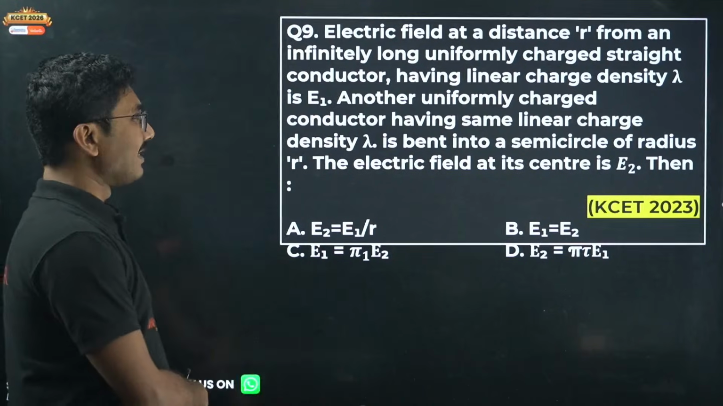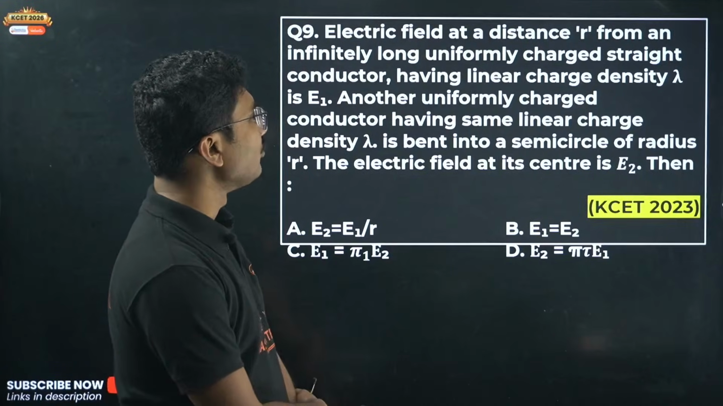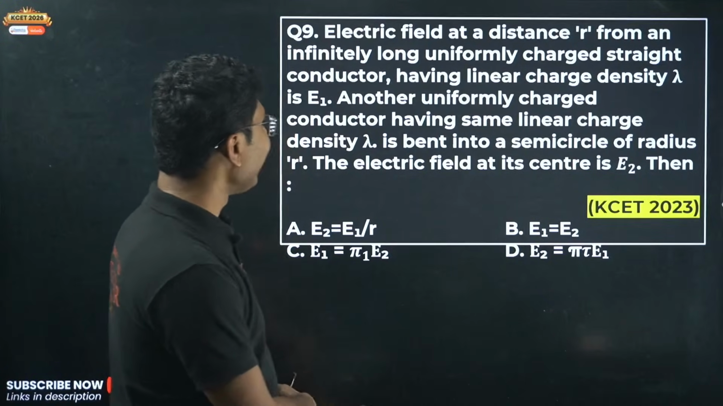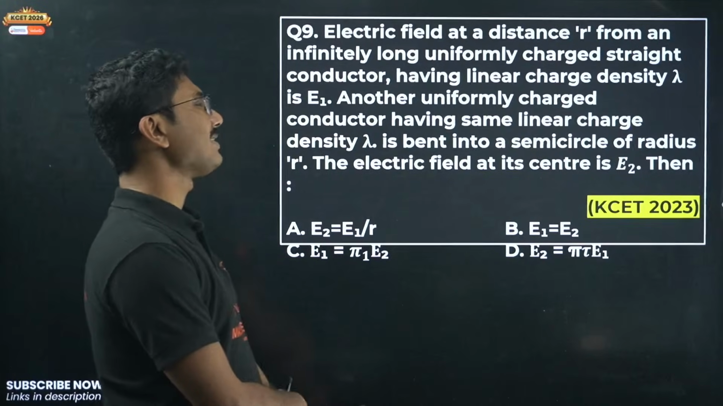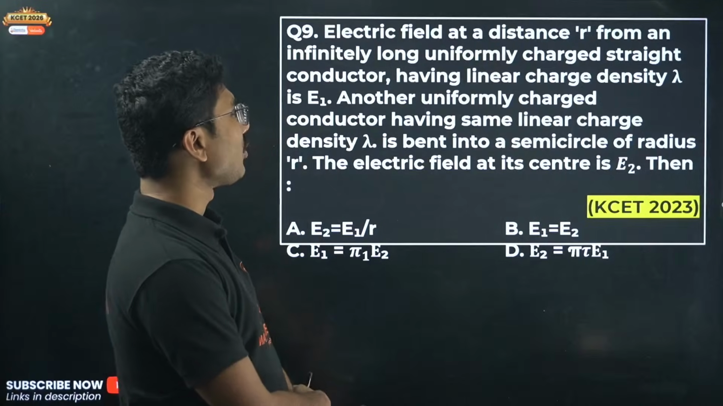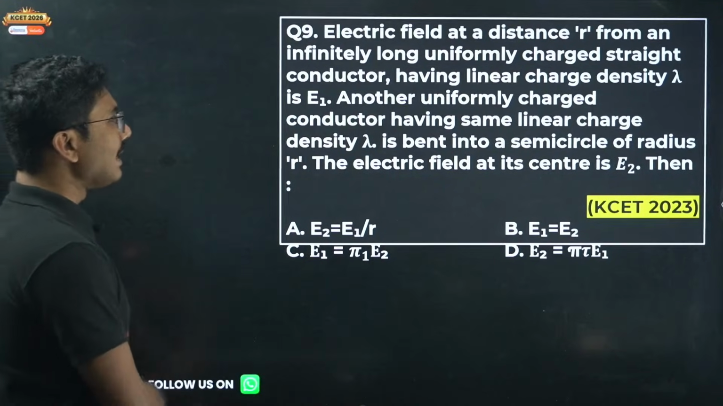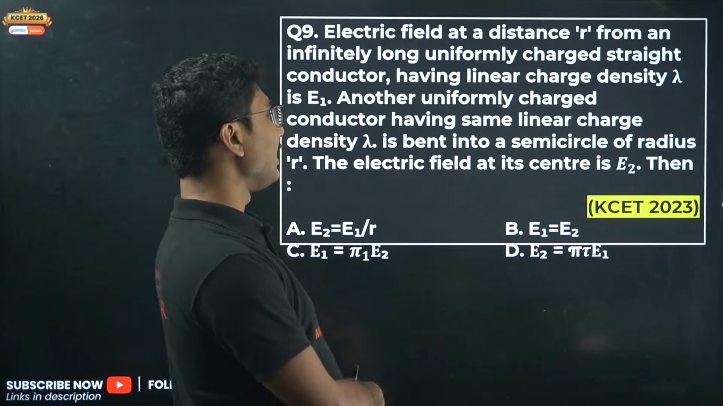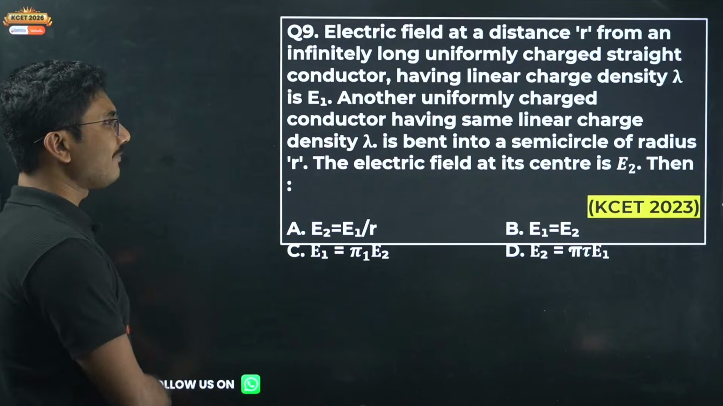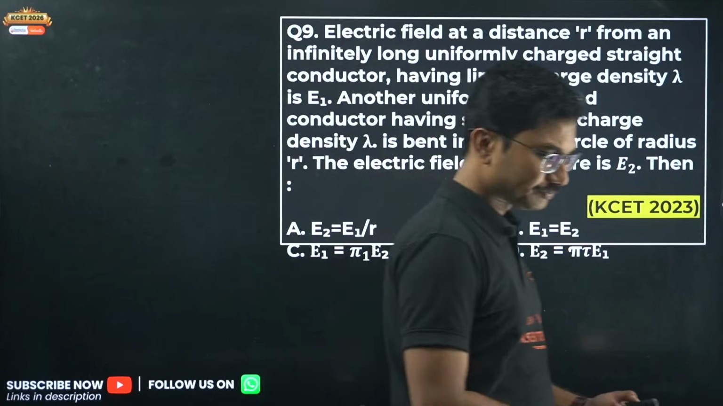Electric field at a distance small r from an infinitely long uniformly charged straight conductor having linear charge density lambda is E1. Another uniformly charged conductor having same linear charge density lambda is bent into a semicircle of radius r. The electric field at its center is E2. Then what is the relation?